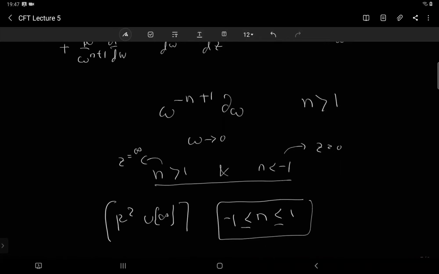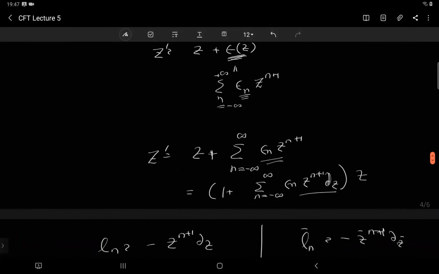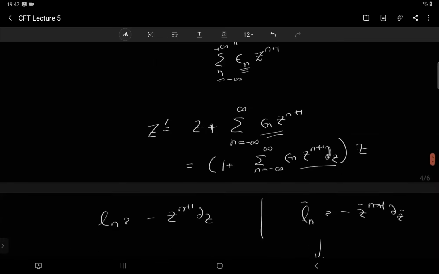You understand? So this is the same as saying that the Laurent expansion, if you do it around z equals 0, blows up. It's the same thing that we are saying. So you're looking at those transformations that do not blow up.